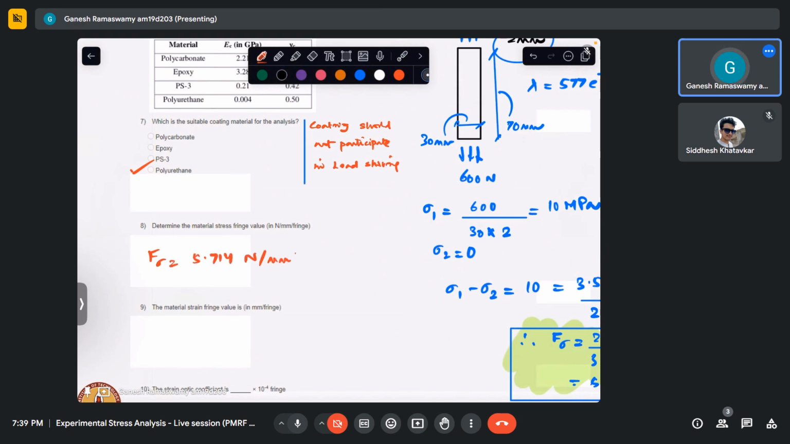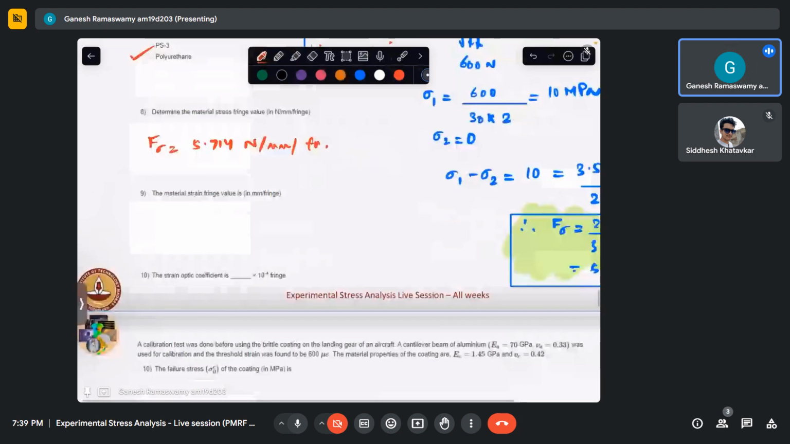Newton per mm per fringe. Now this is F sigma, but our main focus in photoelastic coating, which is strain based, is that the strains get delivered faithfully. So we essentially need the material strain fringe value. Now we know that there is a relation between F sigma and F epsilon, which is given by (1 plus mu C) divided by E C, into F sigma, where mu C is the Poisson's ratio of the coating.